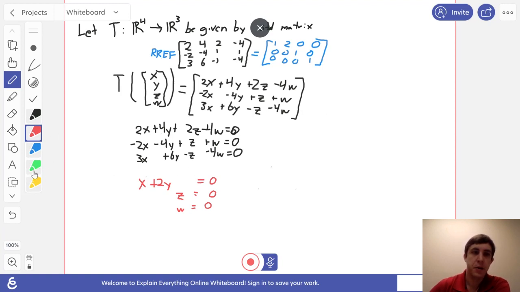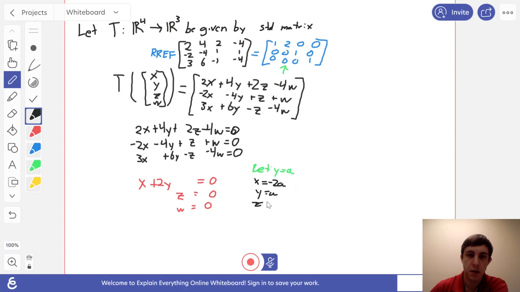So if we look up at our matrix, we have 3 pivot columns and 1 non-pivot column. So our non-pivot column will correspond to a free variable. That was y, so we can let y be our favorite letter. I usually go with a. And then we can substitute in a for y, and then we can solve for x here. So x should be minus 2a, y should be a, z should be 0, and then w should be 0.